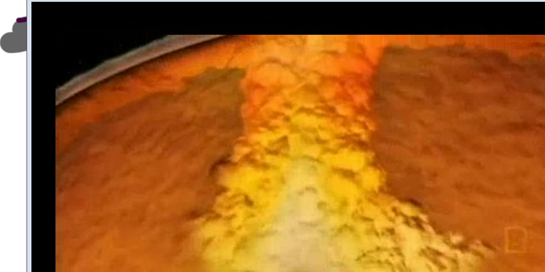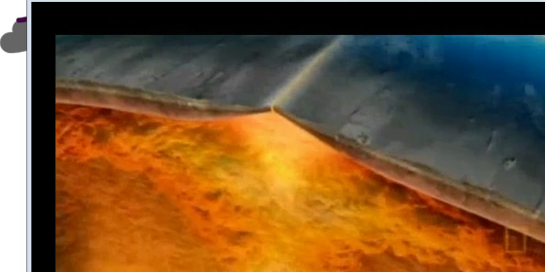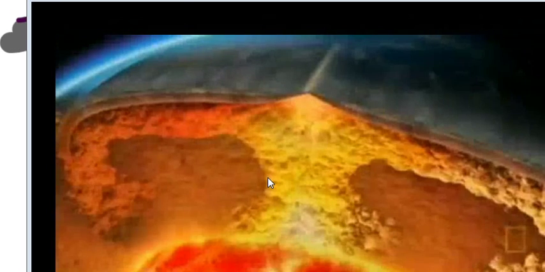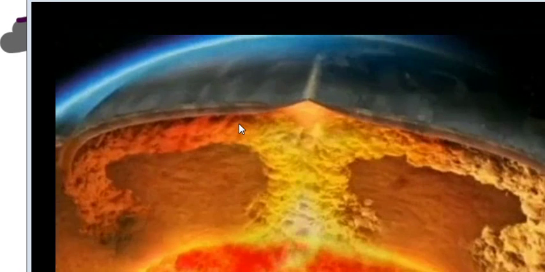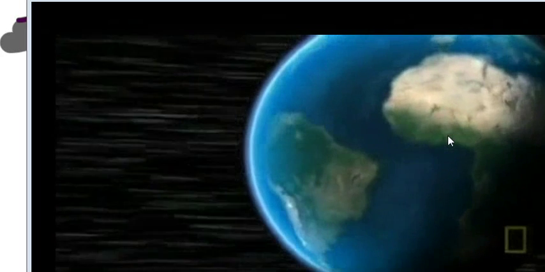At the top, this movement drags the top plates from one side to the other side, and it looks something like here. We see the mantle currents rising and spreading at the surface, and they are dragging the plates in either direction, and that results in the movement of the continents as we've discussed in lessons.